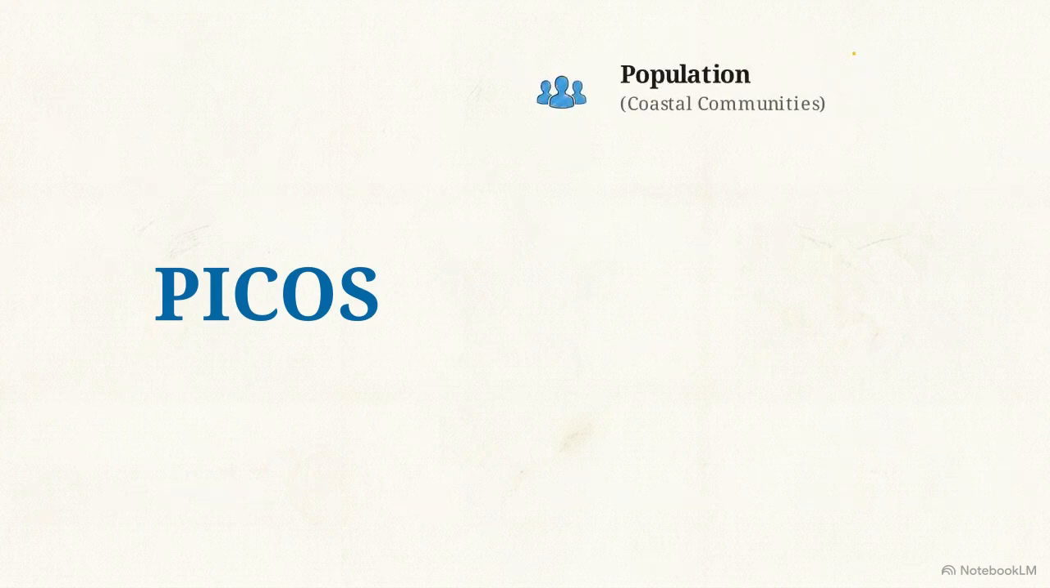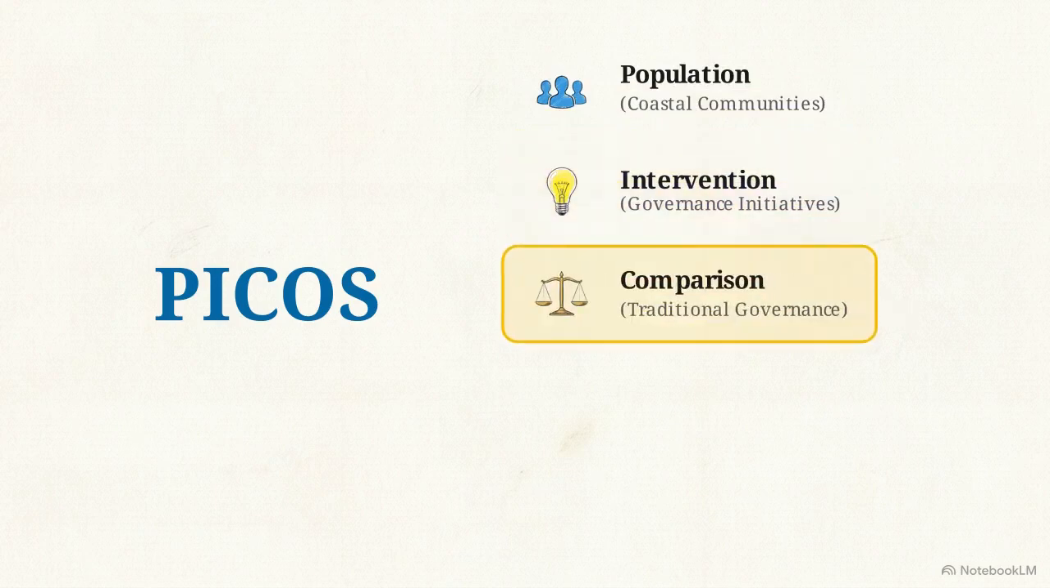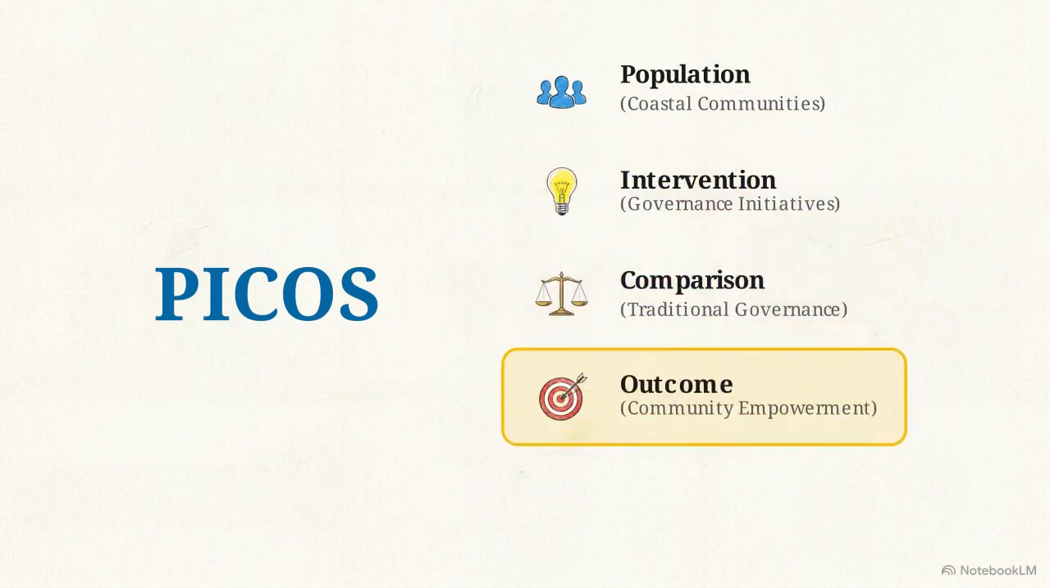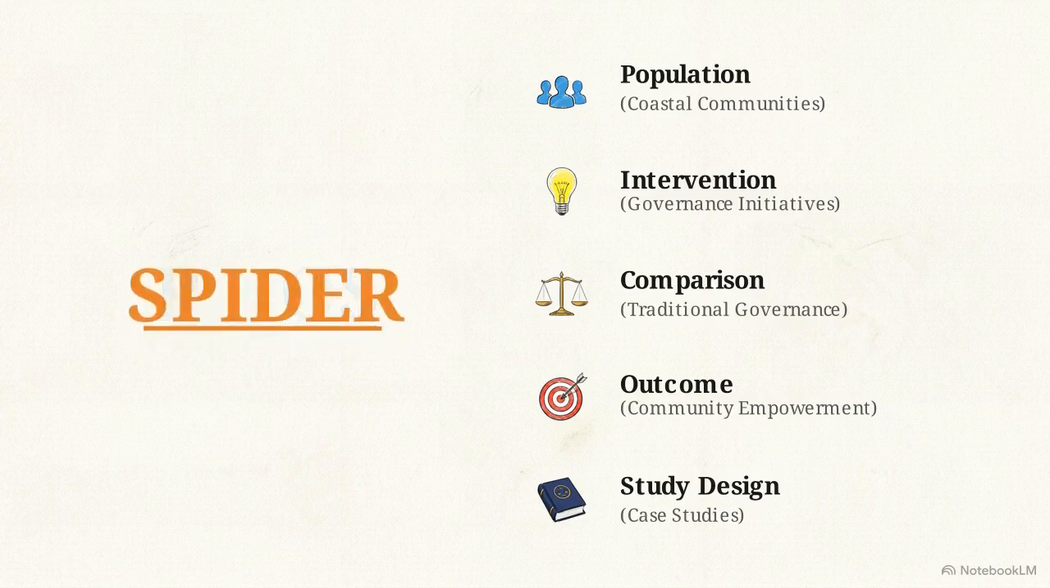Let's look at a coastal governance example. P stands for population, coastal communities. I is intervention, governance initiatives. C is comparison, traditional governance. O is outcome, community empowerment. And S is study design, case studies.